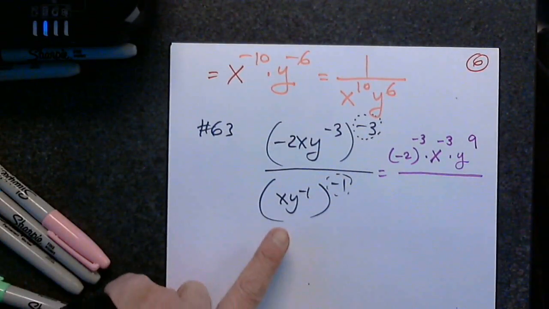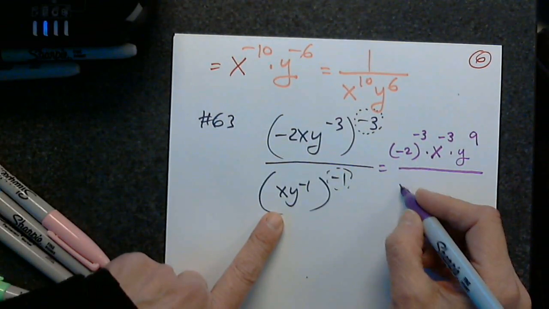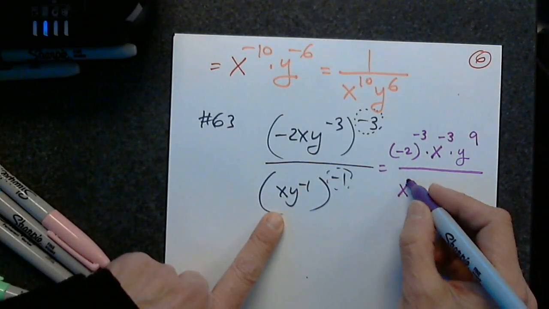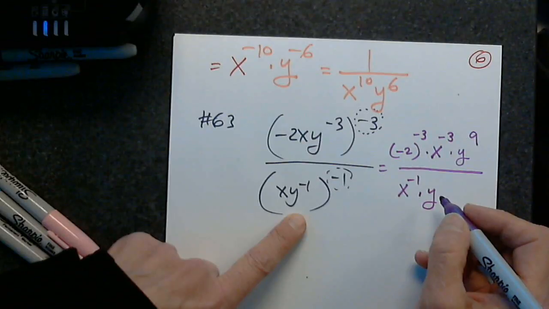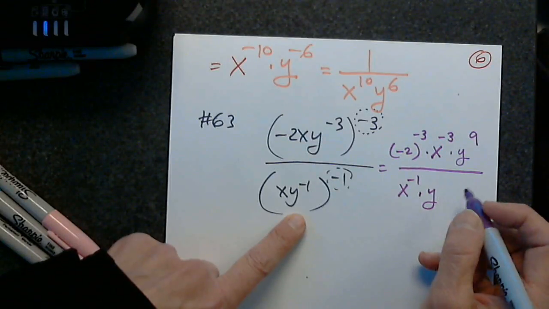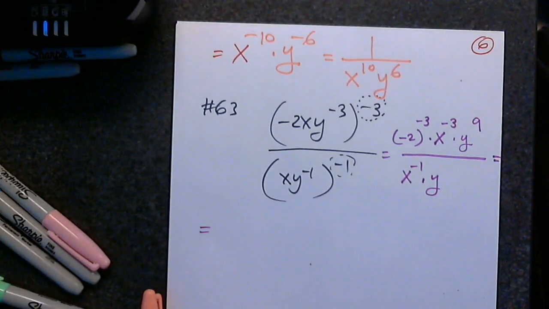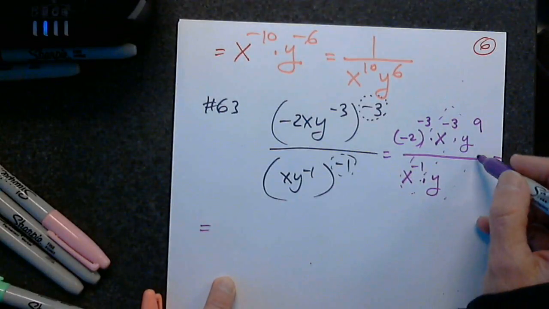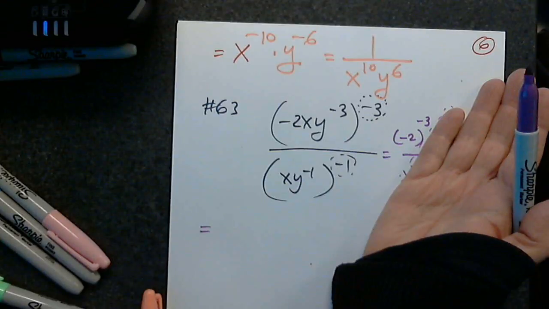Good. Now the denominator. x to which power? Negative 1. Awesome. Times y to which power? Positive 1. Awesome. Good. Nothing tricky here. So these will be dealt with together. Let's start with this one first.